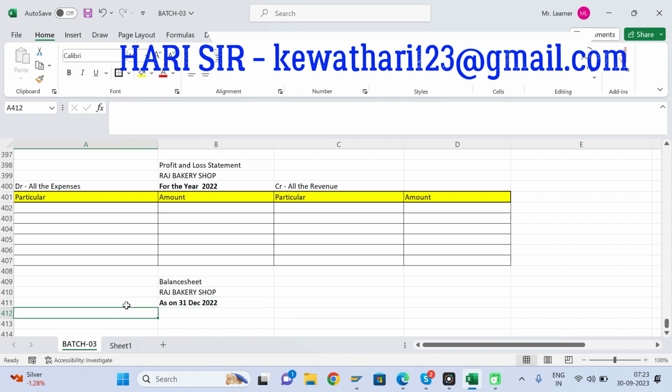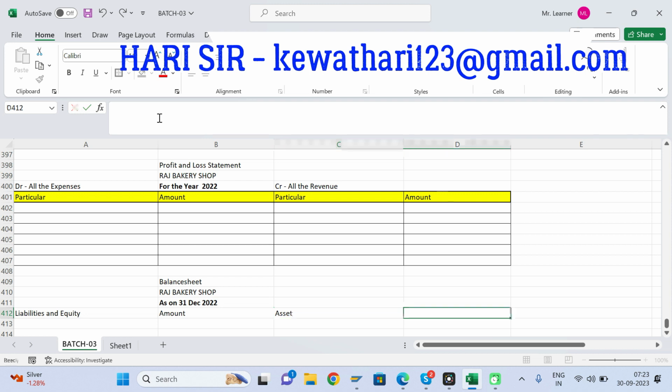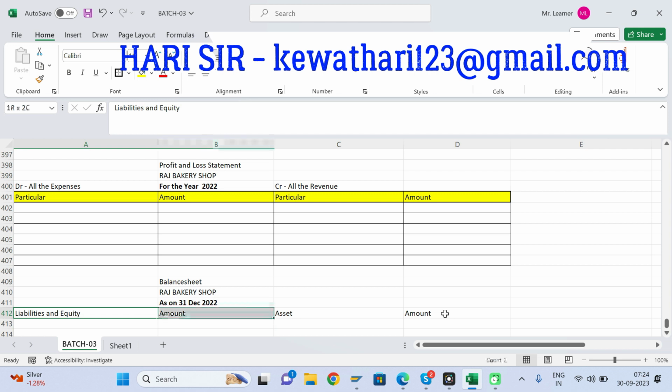Generally, on this side you put liabilities, then amount. Liabilities here also include equity. And on this side, all the assets, then amount. So this is how your balance sheet will look.